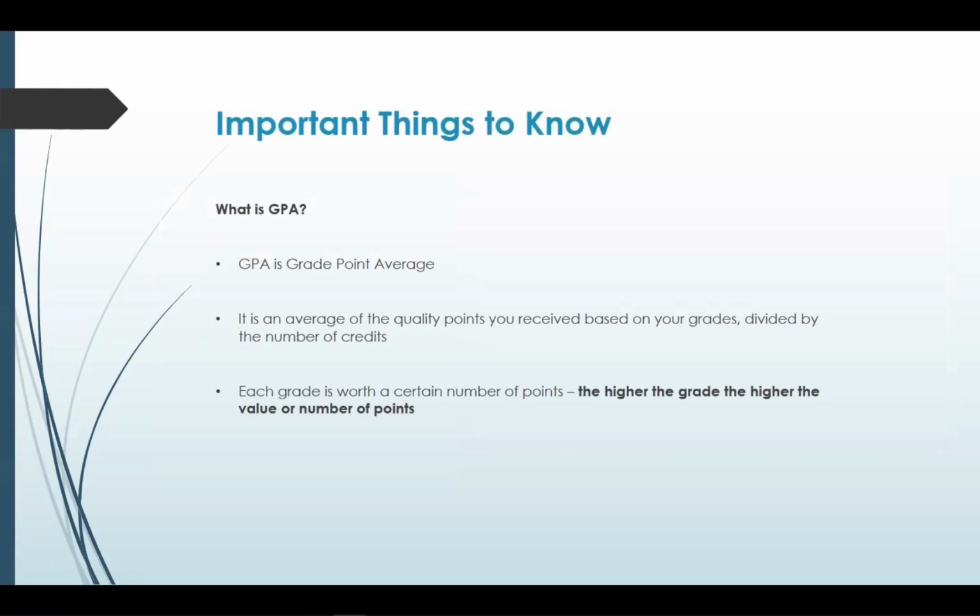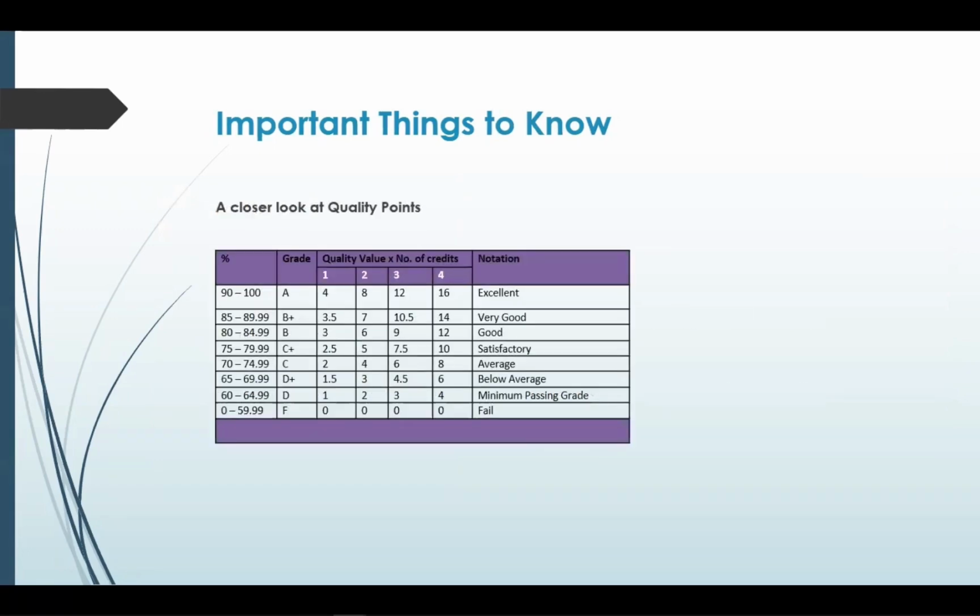Let's look at some important things to know. What is a GPA? Your GPA is your grade point average. It is an average of the quality points you received based on your grades divided by the number of credits. Each grade is worth a certain number of points. The higher the grade, the higher the value or number of points. Take this example. A grade A for a 1-credit course gives you 4 quality points, whereas a grade D for that very same 1-credit course will give you 1 quality point.